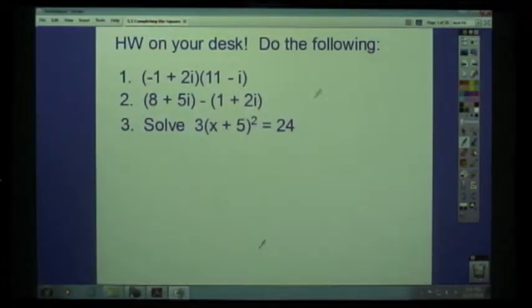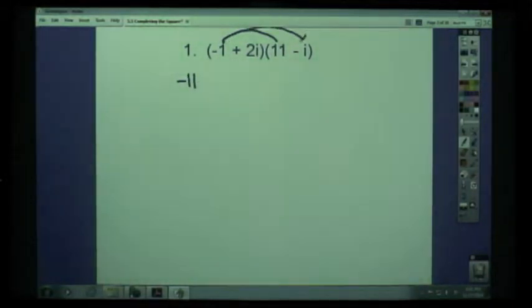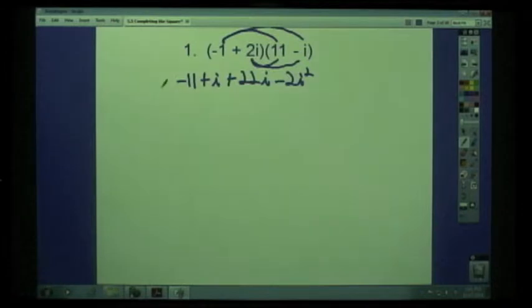So, number one, if you are multiplying two complex numbers together like we did last time in class: if you take negative 1 times 11, you're going to get negative 11. Negative 1 times negative i, you're going to get positive 1i. 2i times 11, you're going to get 22i. And 2i times negative i, you're going to get negative 2i squared. When you add these together, you are going to get i plus 22i is 23i, treating it very much like a variable.